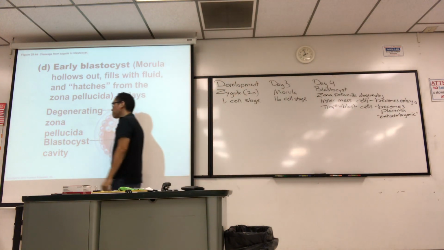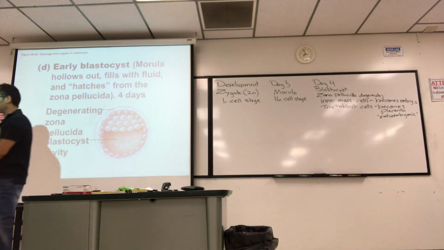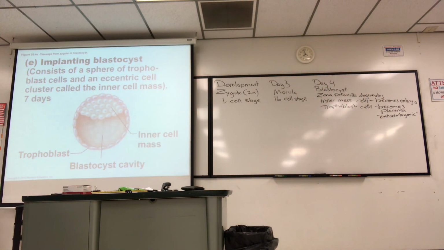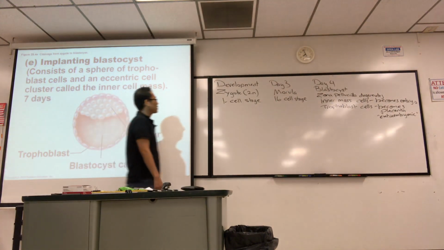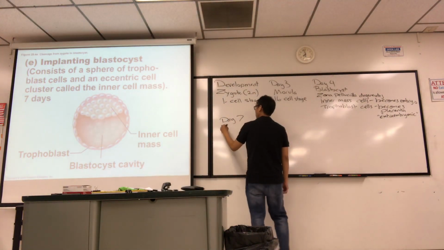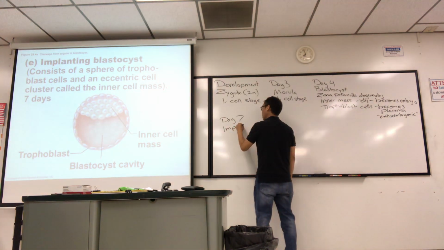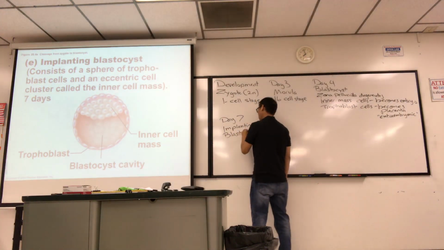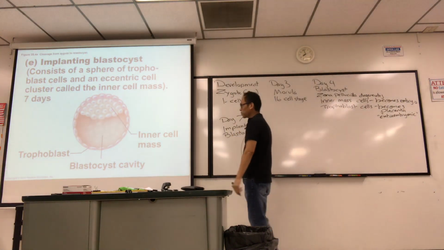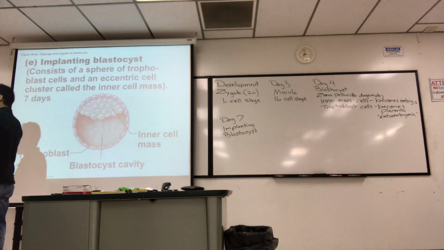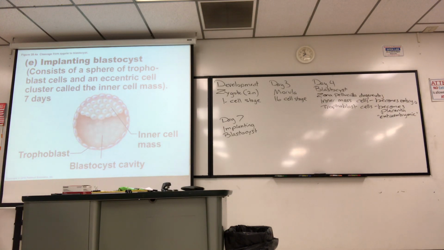Just go to day 5. And what you see, this picture here, an implanting blastocyst, well, they say day 7. Okay, so we'll just go to day 7. I'll just write that term. You see the inner mass of cells surrounded by trophoblast cells. There's no ZP. No zona pellucida.